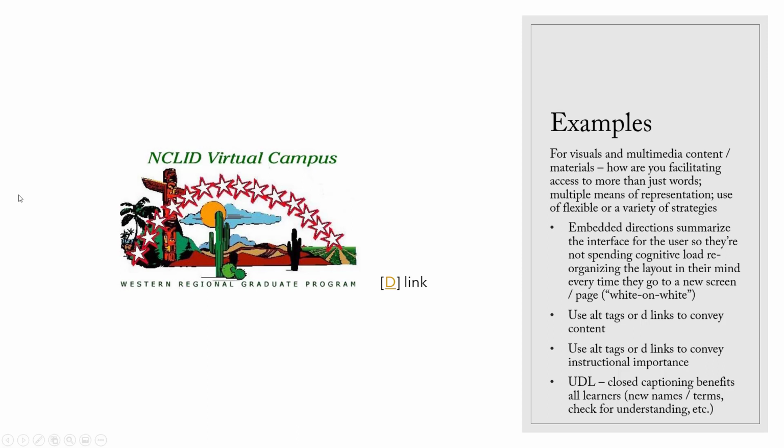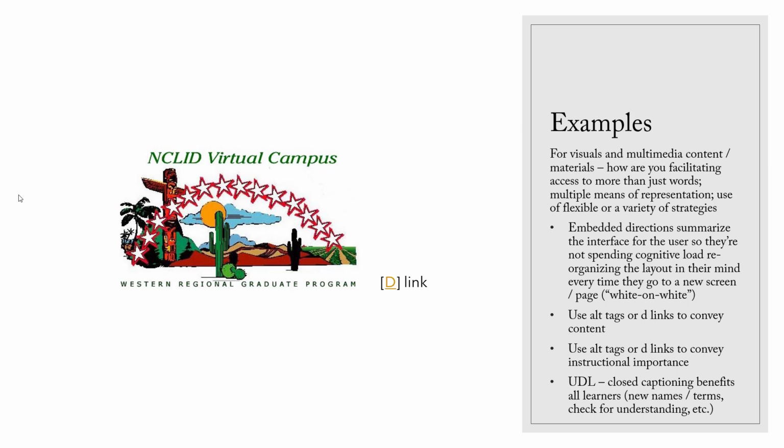Let me give you an example. Many years ago, I worked for, like I said, the National Center on Low Incidence Disability. It was actually at a university up in Colorado, and we had the Western Regional Graduate Program. So it was an online program for all of the 14 Western states. And here we've got this visual where we were trying to capture the idea of all of the different states that were part of this Western Regional Graduate Program.